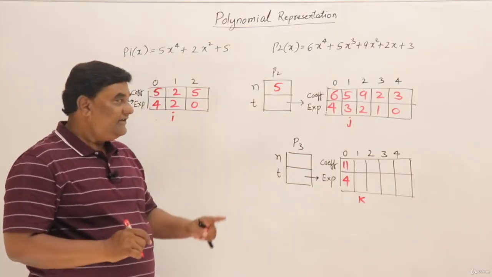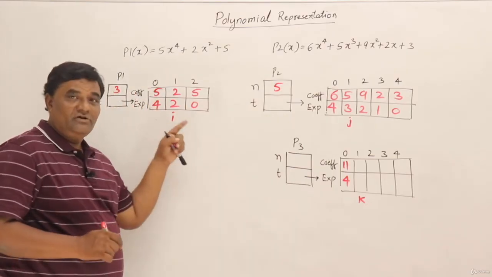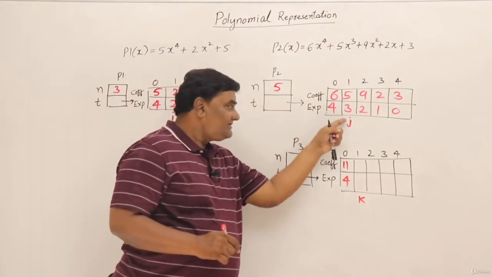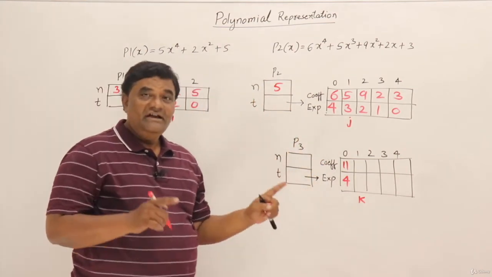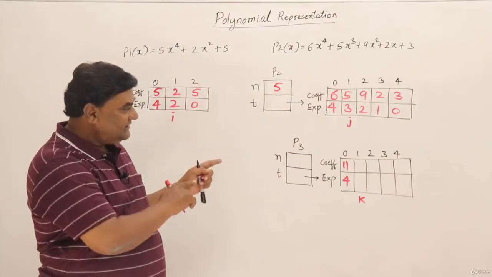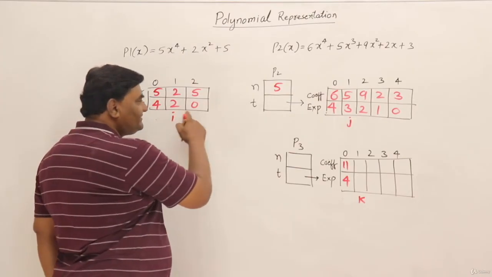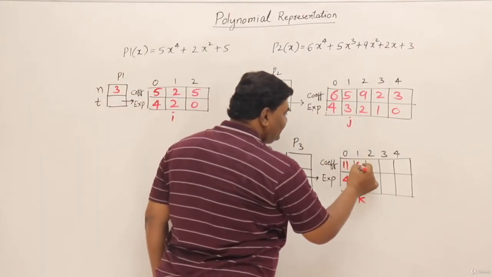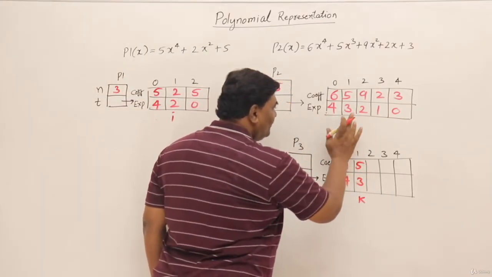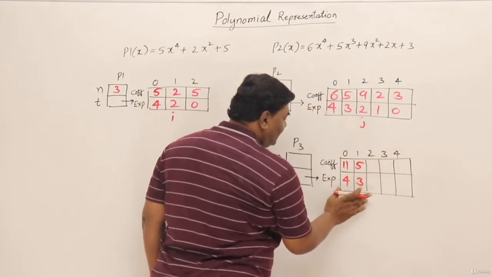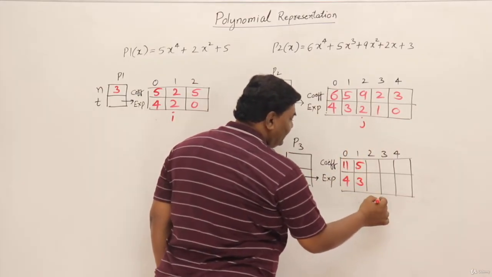It means if the power of this term is greater, then copy this one. If the power of this term is greater, then copy this one. If the powers are equal, then add their coefficients. This is the procedure. So now this power is greater, so copy simply 5, 3. Move j to the next term and move k to the next term.